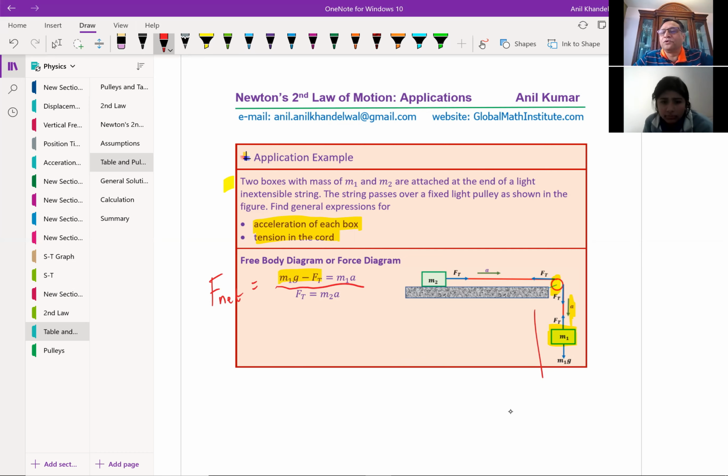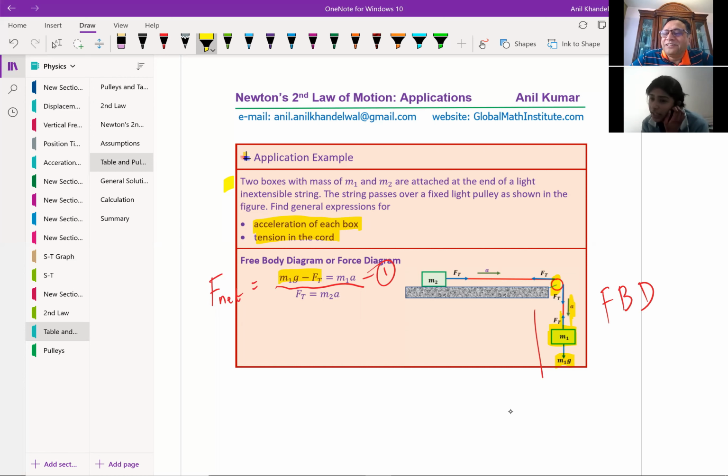Now, this net force, according to the second law of Newton, should be equal to mass into acceleration. Mass m1 and acceleration is a, and so we get our first equation. Is that clear to you? That's clear. And this is our free body diagram, which clearly indicates that we do have a mass m1, force downward is m1g, Ft is the tension, a is the acceleration on this string.